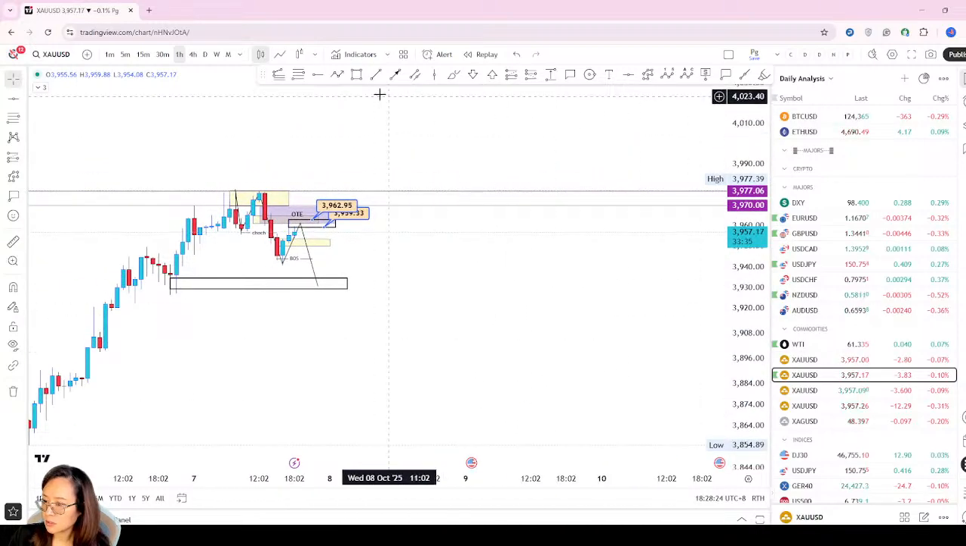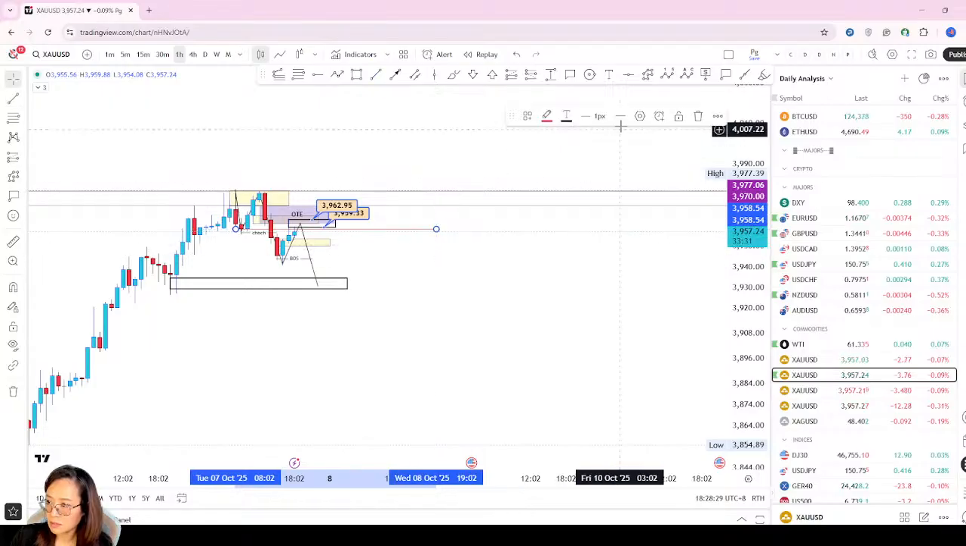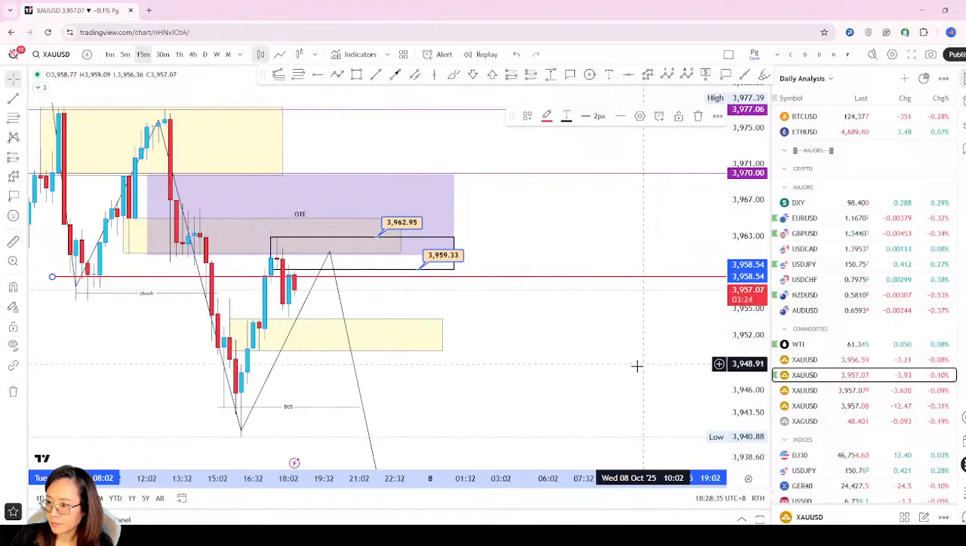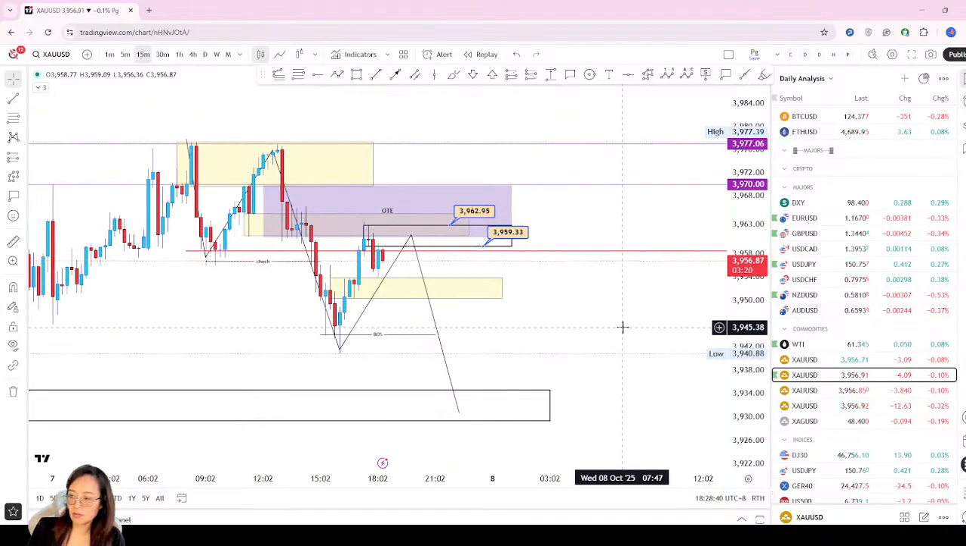Okay, sell entry, neckline still works out for the IC market. Okay, so that's where we sell, right? Anybody holding the sell entry? So basically you sell gold.